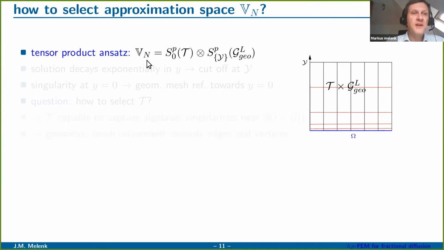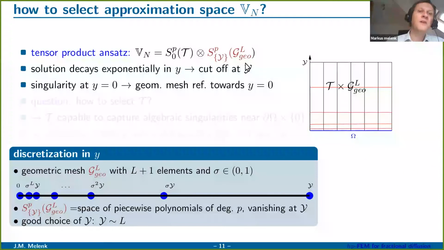And we will choose it as a tensor product. So it is a tensor product of a space of piecewise polynomials of degree p on a mesh T, which lives here in omega, tensorized with a space of piecewise polynomials of degree p on a mesh G_L that lives on the 1D interval 0 to curly Y. Okay, so let's first focus on the mesh G_L. We know that the solution decays exponentially in y. That's good news, because that means we can simply cut off at some point curly Y and probably not make a big error.